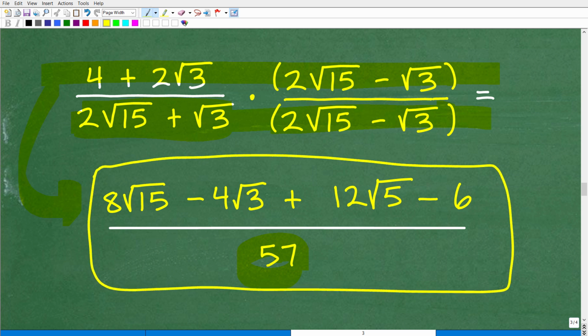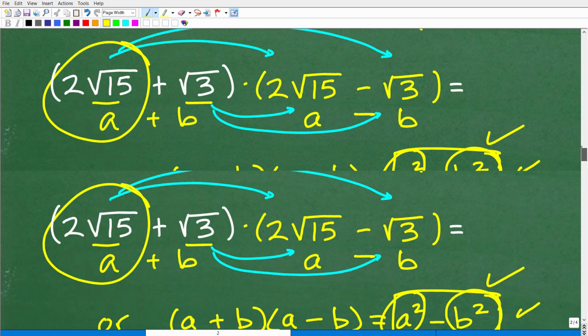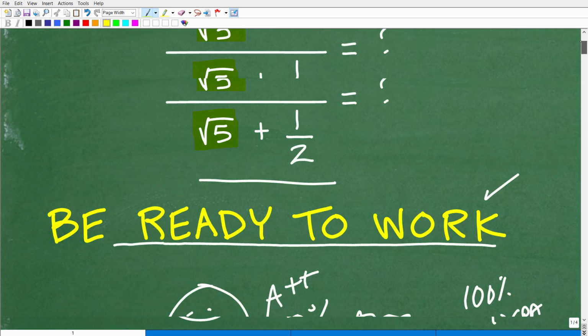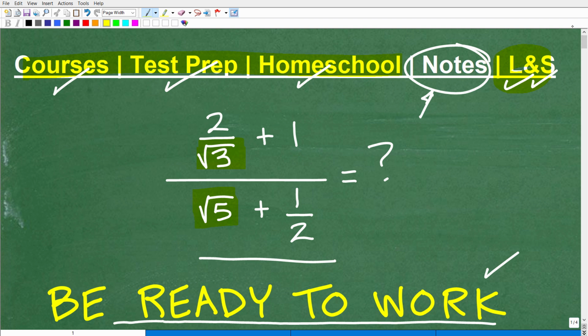All right, so was this a challenging problem? You know what? I would say it was a decent level problem for sure, especially if you're at the Algebra 1 level. But I like doing problems like this because they're multi-skilled problems. They're going to require you to remember the things that you learned in previous chapters.